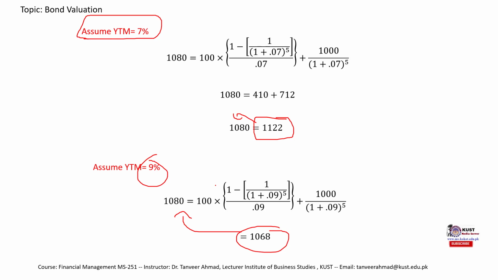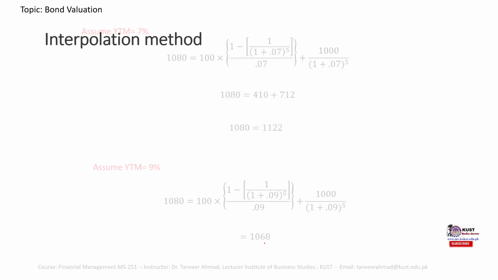So in trial and error method, the issue is that we would have to keep on trying different values of YTM. But in interpolation method, we just need two values of YTM, two assumed values of YTM. So we have got 7%, we have got 9%. In one case, the answer is greater than 1080. In another case, the answer is less than 1080. That's all what we need to use interpolation method. So let's get back to the slides and understand the second step.